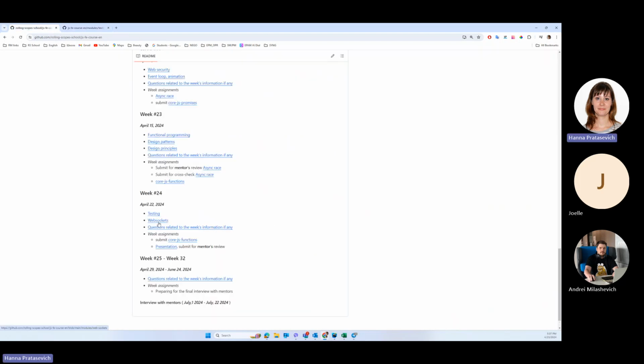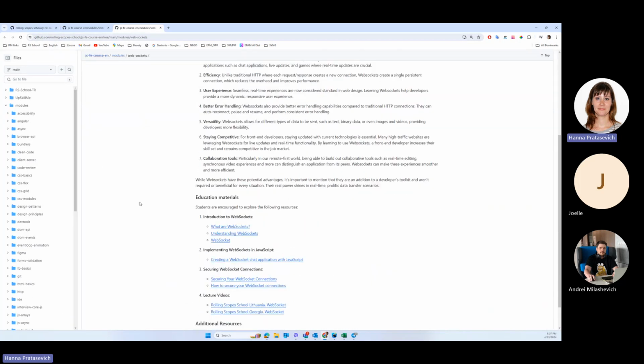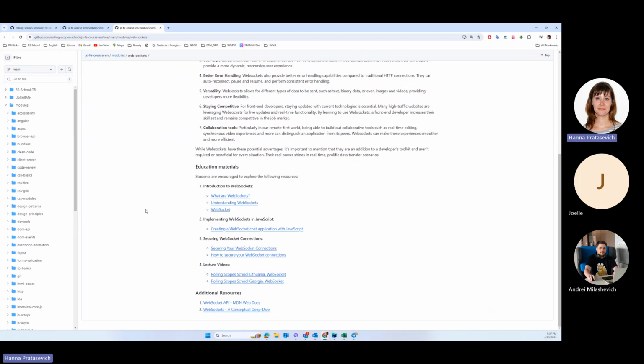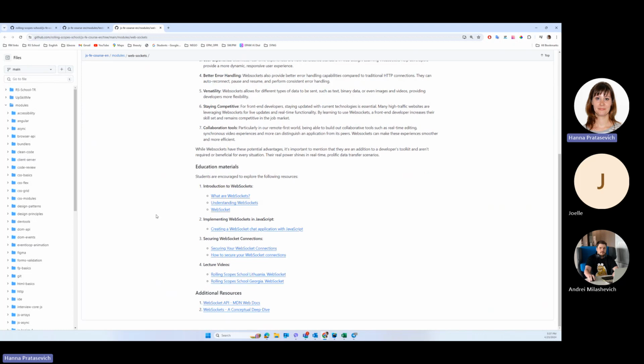The next block is about WebSocket. Nowadays, we are using a lot of different ways to have real-time updates from the backend side, and WebSocket is one of these ways. I definitely recommend you learn about WebSockets, and I believe you will apply this knowledge in the future.